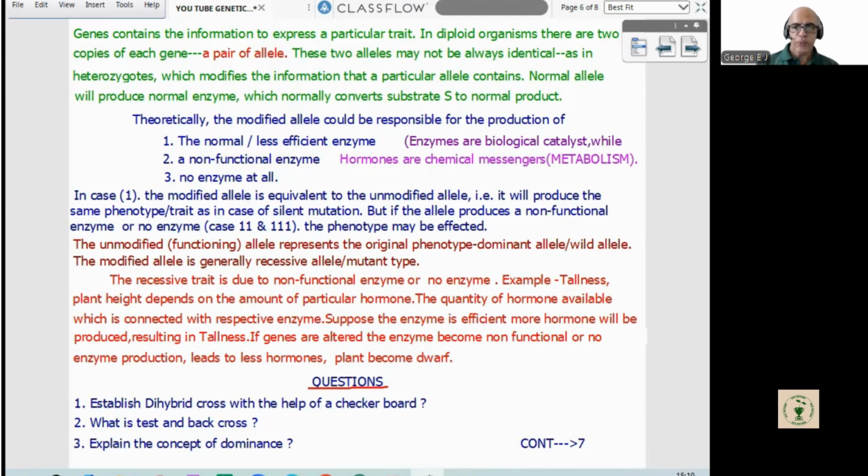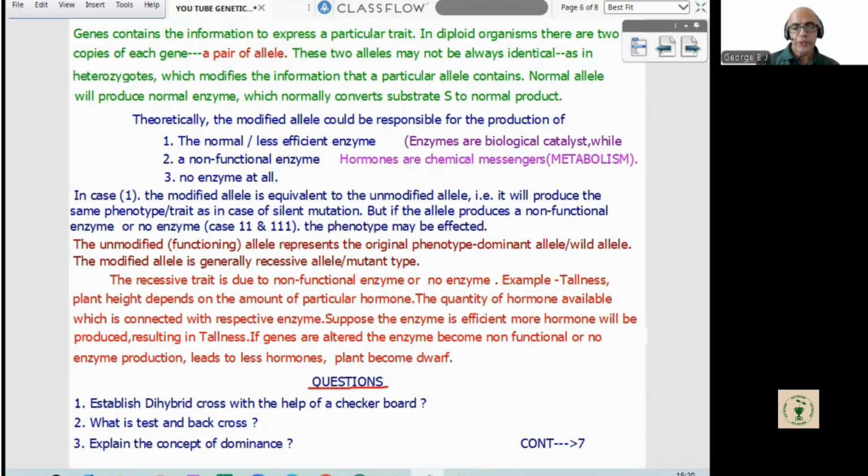Theoretically, the modified allele could be responsible for the production of... This idea is very predominant for exams, NCERT direct. Either it will be producing a normal or less efficient enzyme. Second can be a non-functional enzyme. Third is no enzyme at all. In three ways it can act, modification.